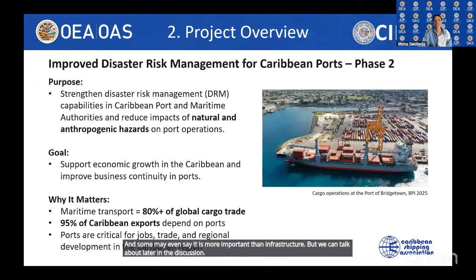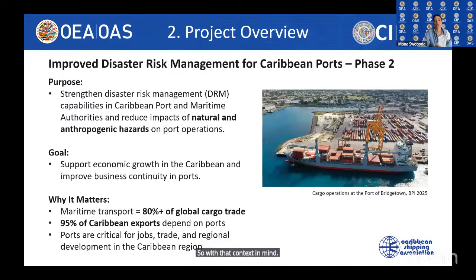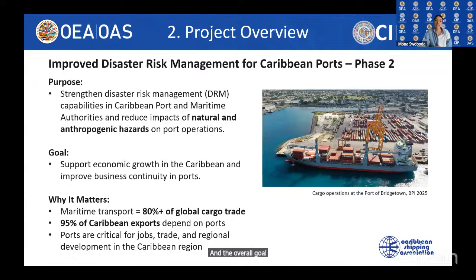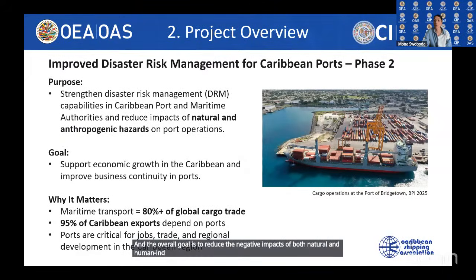So with that context in mind, let's now turn to the project itself, the Improved Disaster Risk Management for Caribbean Ports Project Phase 2. This is an initiative led jointly by the Secretariat of the SIP and the Caribbean Shipping Association, and it focuses on strengthening disaster risk management capabilities across port and maritime authorities in the Caribbean. And the overall goal is to reduce the negative impacts of both natural and human-induced hazards on port operations.